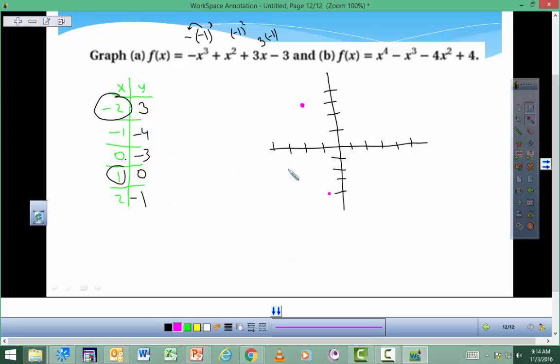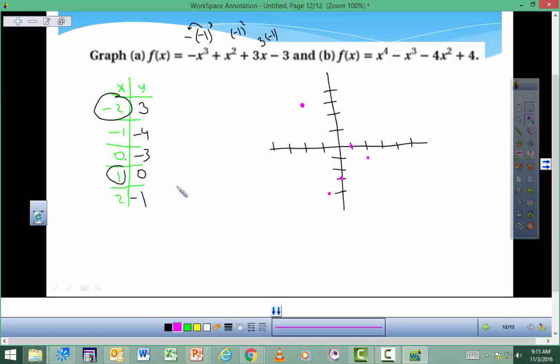At 0, we're at negative 3. Obviously this thing is turned around. At 1, we're at 0. At 2, we're at negative 1. So what do you got?